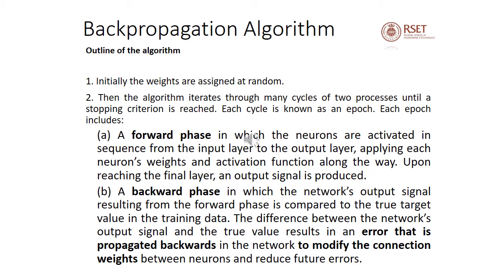So let's see what the forward phase is. In the forward phase, the neurons are activated in a sequence from the input layer to the output layer, applying each neuron's weight and activation along the way. Upon reaching the final layer, an output signal is produced. And the second phase is the backward phase, in which the network output signal resulting from the forward phase is compared to the true target in the training data. The difference between this network output signal and the true value results in an error, and that is propagated backward through the network to modify the weights between the neurons and try to reduce future errors.